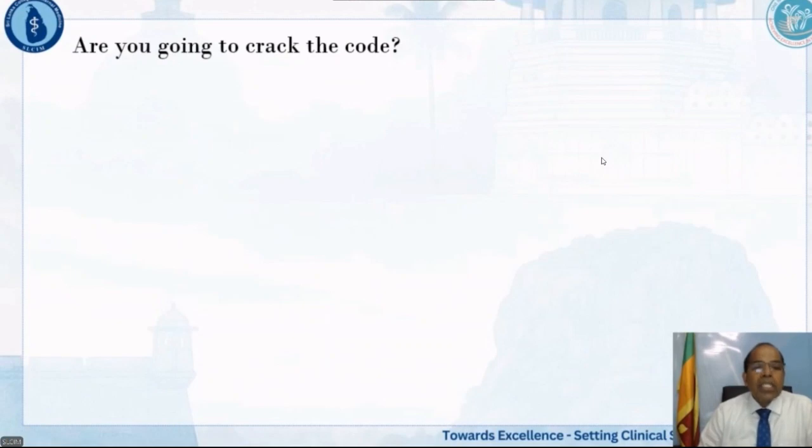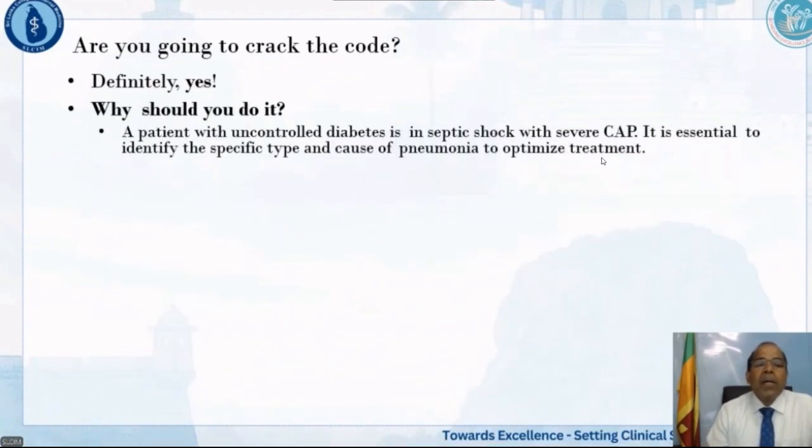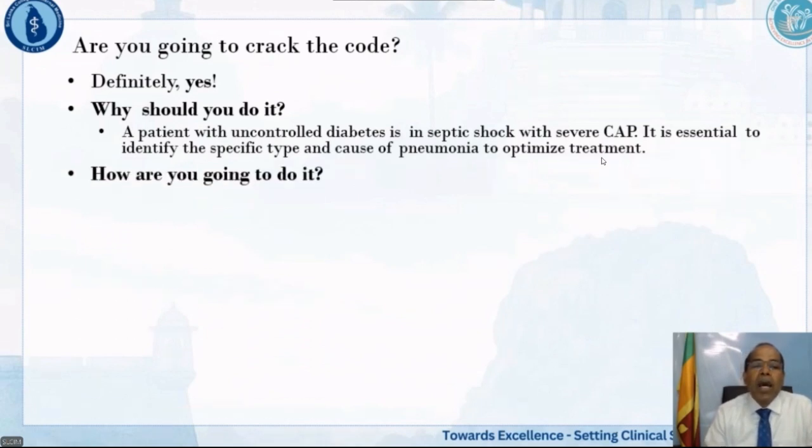So are you going to crack the code? Definitely yes. Why should you do it? A patient with uncontrolled diabetes in septic shock with severe CAP. It is essential to identify the specific type and cause of pneumonia to optimize treatment. How are you going to do it?